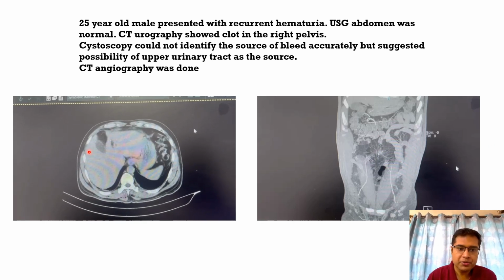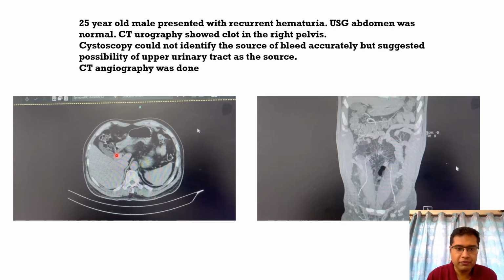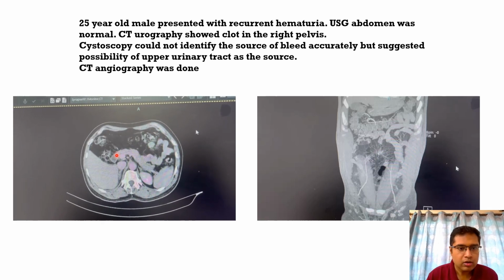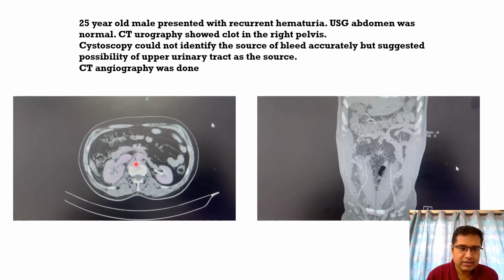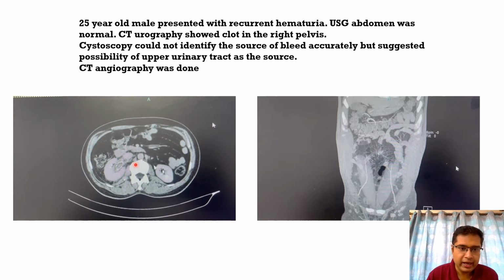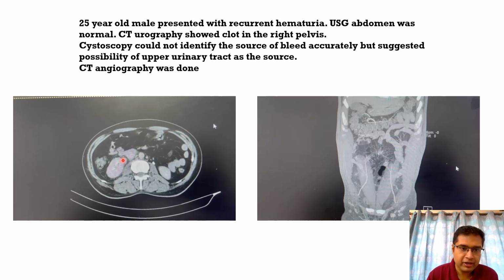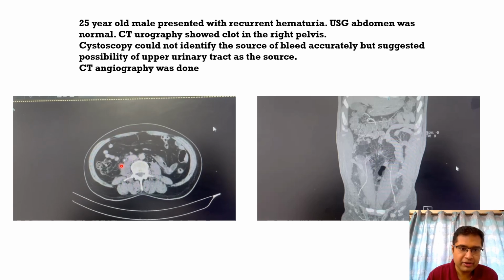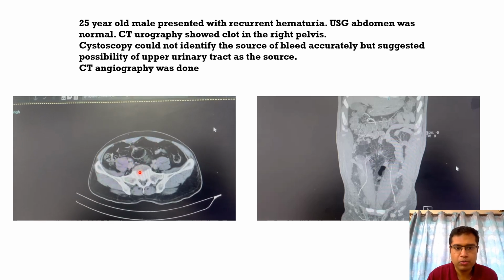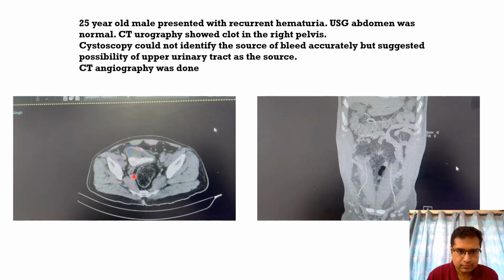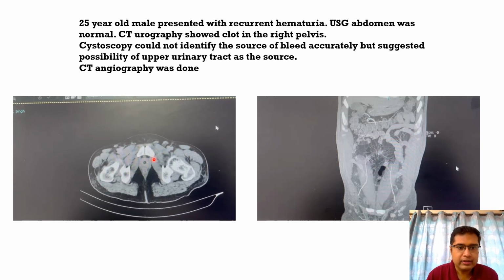So this picture is of CT urography first, where we can see that there is some fat stranding around the right kidney, and this particular clot, the filling defect that is seen in the delayed phases. Of course, there is some fat stranding and thickening of the ureter, the proximal ureter as well. And this is Foley's in situ.